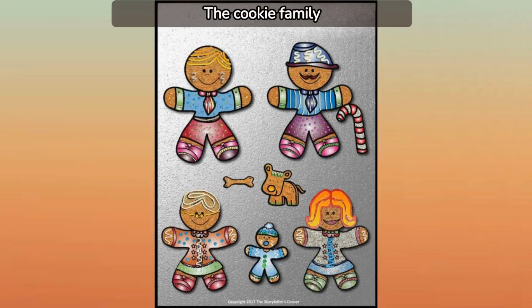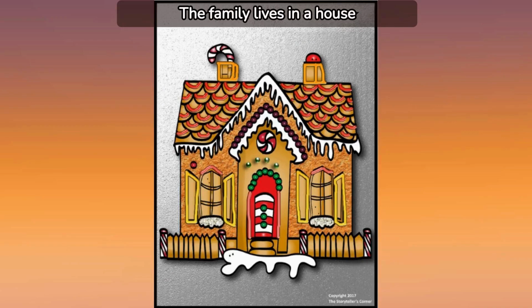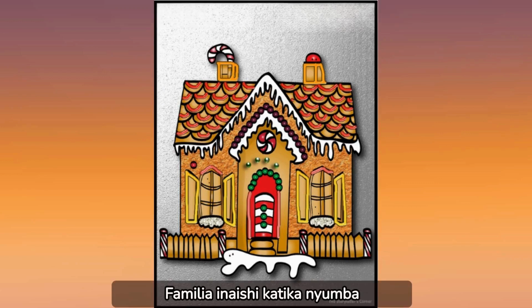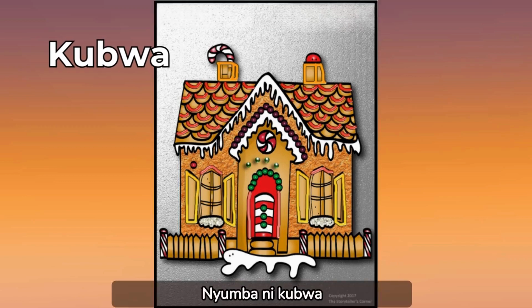The Cookie Family. Familia ya kuki. The family lives in a house. Familia inaishi katika nyumba. The house is big. Nyumba ni kubwa.